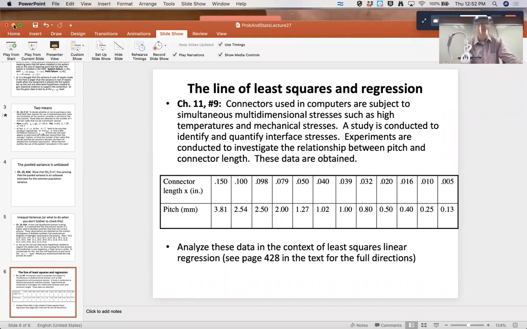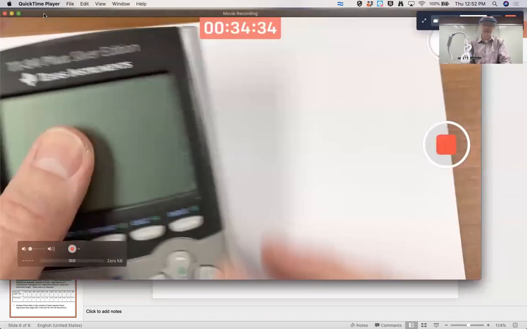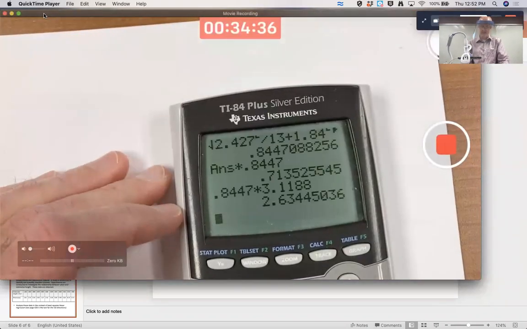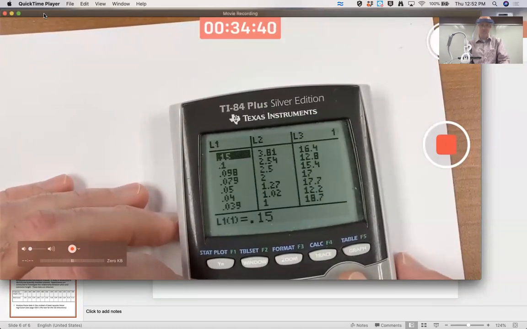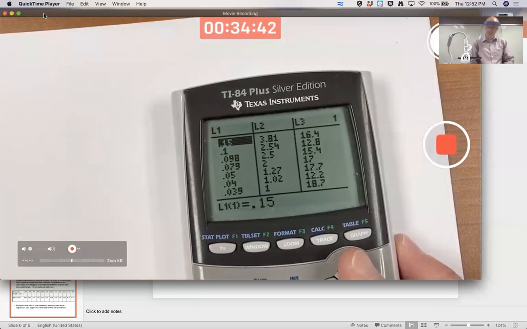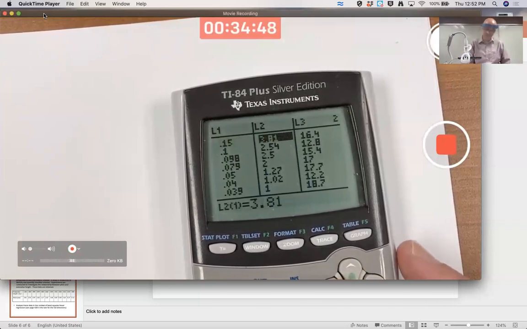Plot the data. Okay, I do have them in my calculator. Stat mode, edit. It's list 1 and list 2. So list 1, that's X, the connector length in inches. List 2, that's the pitch in millimeters. I did double check these numbers ahead of time.